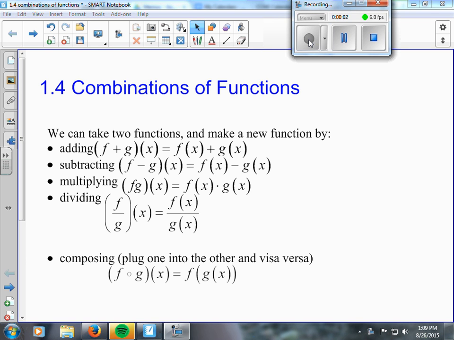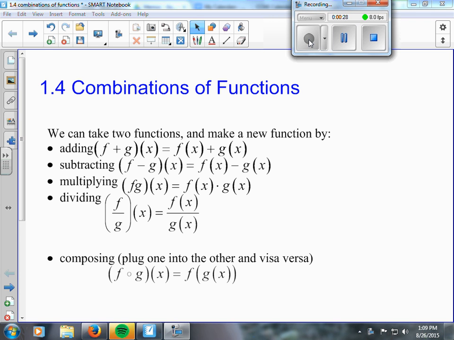This is section 1.4, combinations of functions. What we're going to be reviewing in this section is that we're going to have at least two functions, and throughout this entire lesson, I use only two functions, and their names are f and g. Incredibly creative, but we have two functions, f and g, and we're going to combine them. So how can I combine two functions?